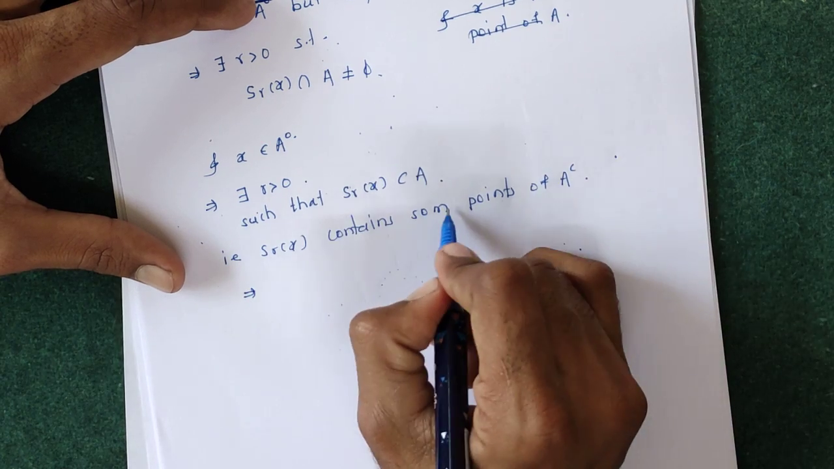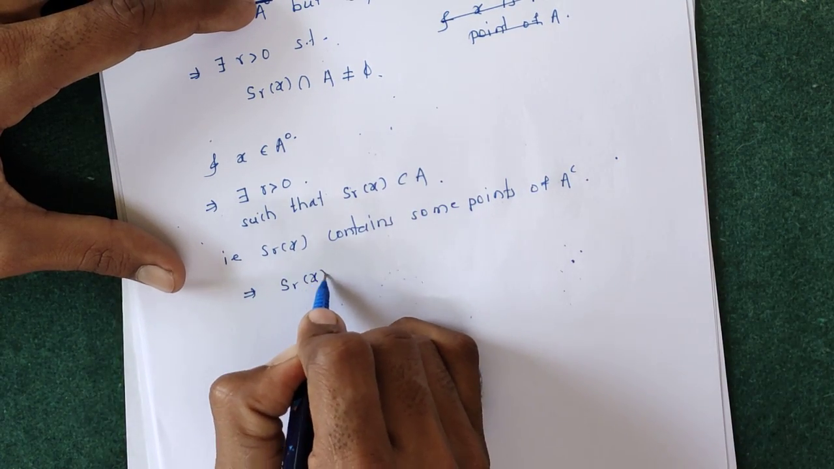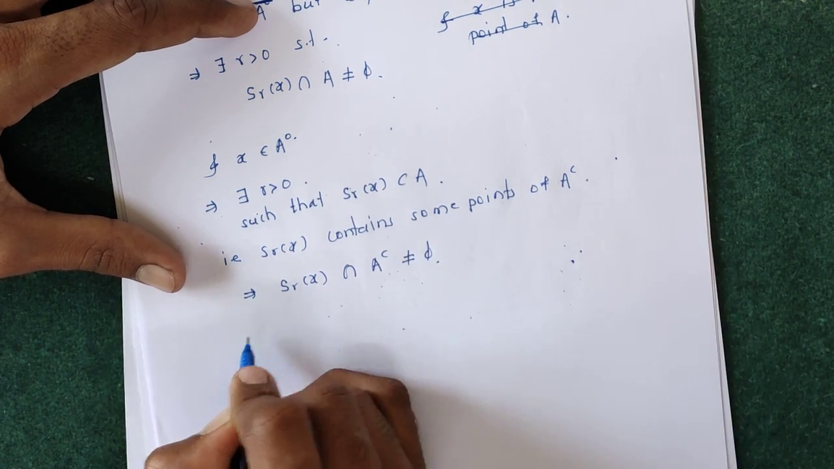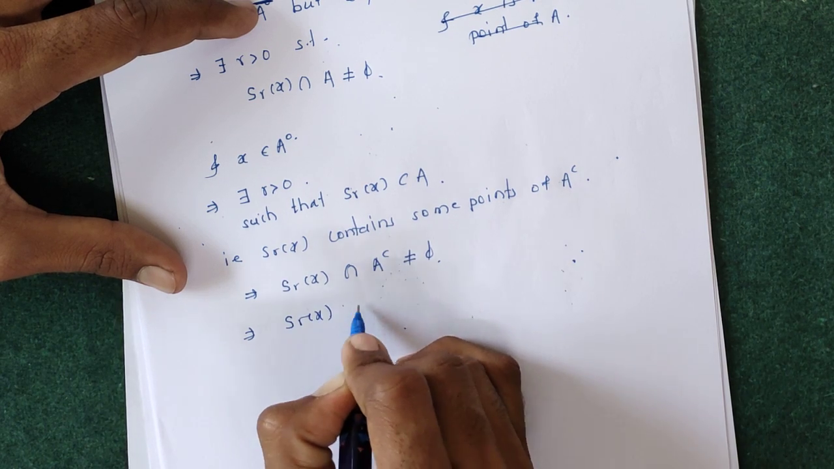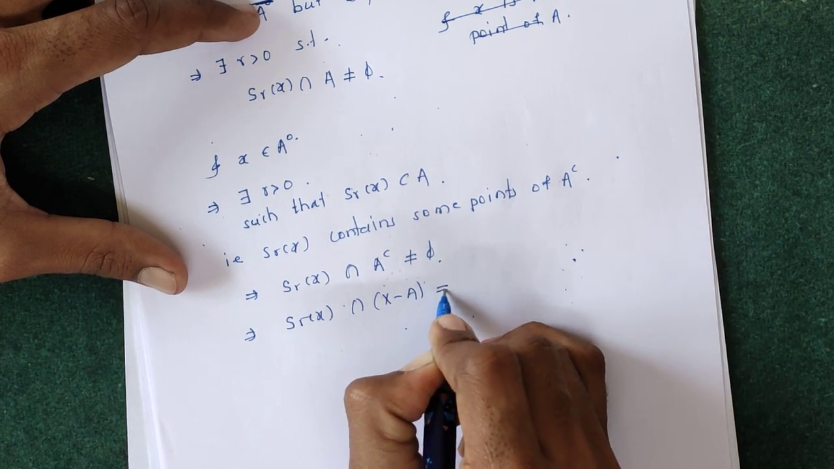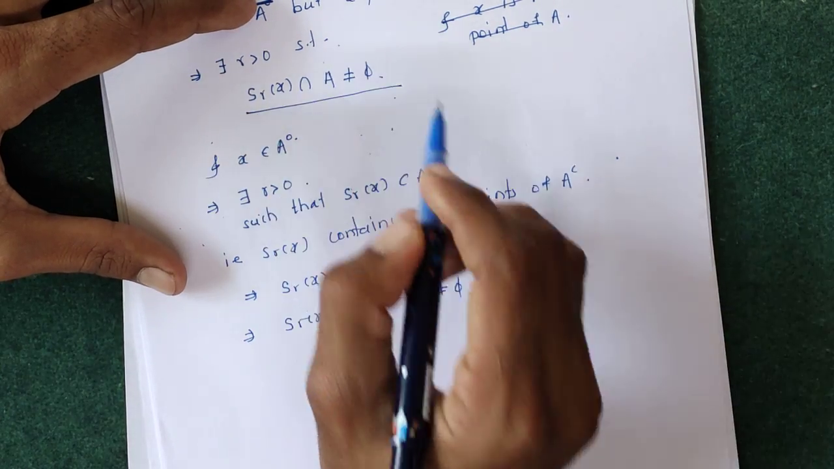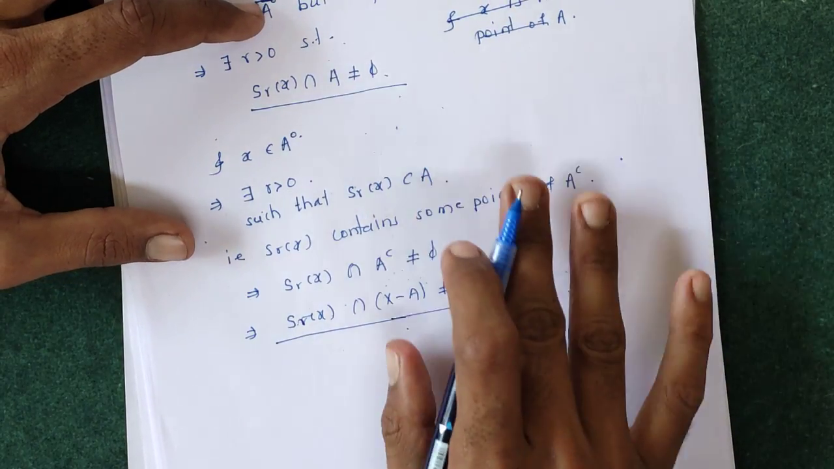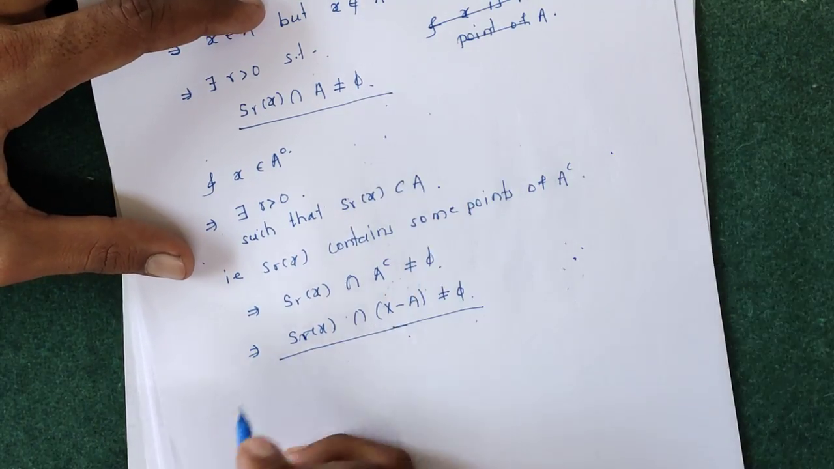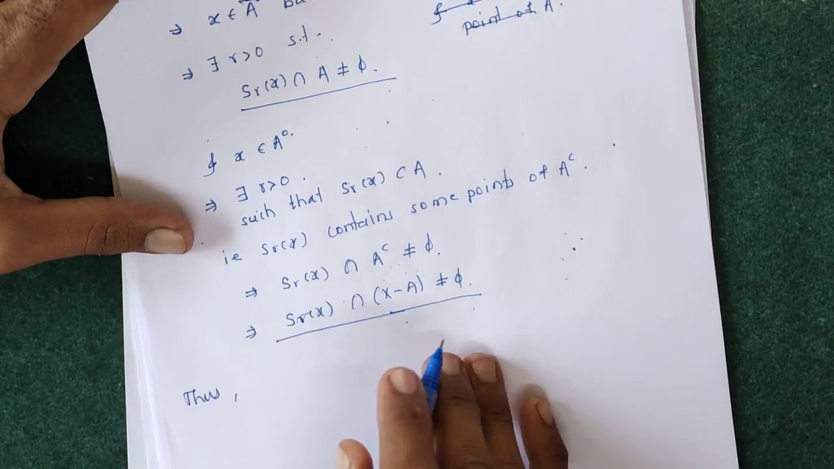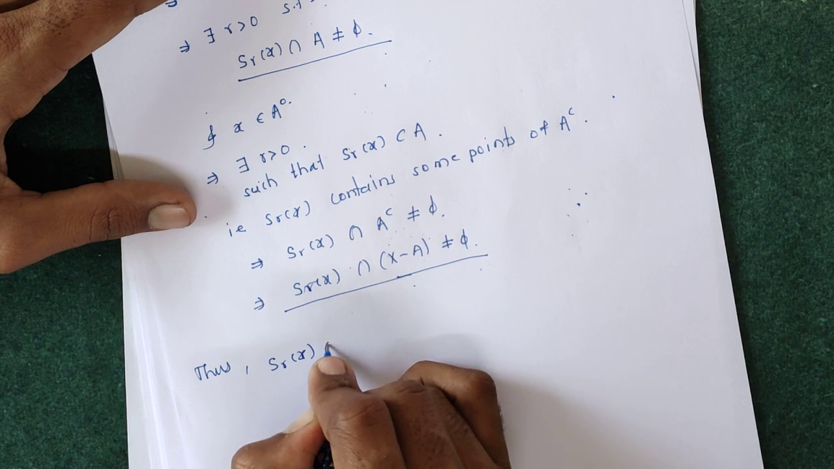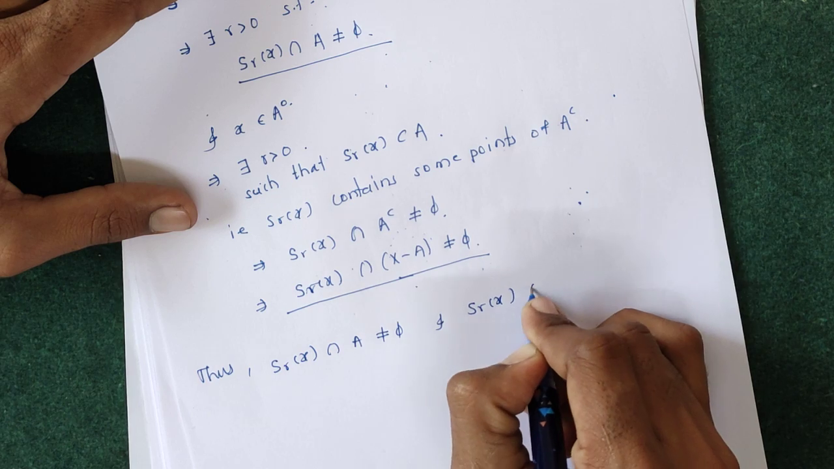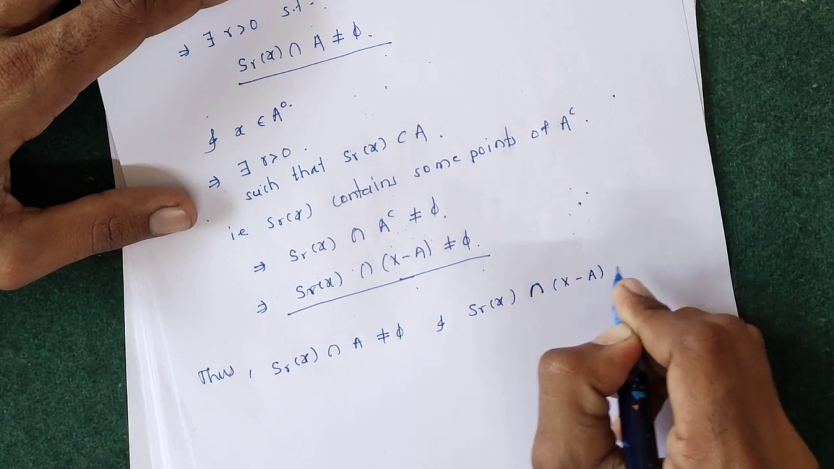Now S_r of x contains some points of A complement means S_r of x intersection with X minus A, that is intersection with A complement, is non-empty. Here S_r of x intersection with A is non-empty, and S_r of x intersection with X minus A is also non-empty. So from these two equations we can write that S_r of x intersection with A is not equal to phi, and S_r of x intersection with X minus A is again non-empty.